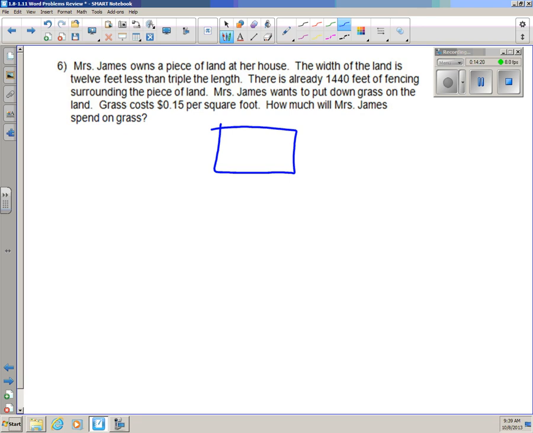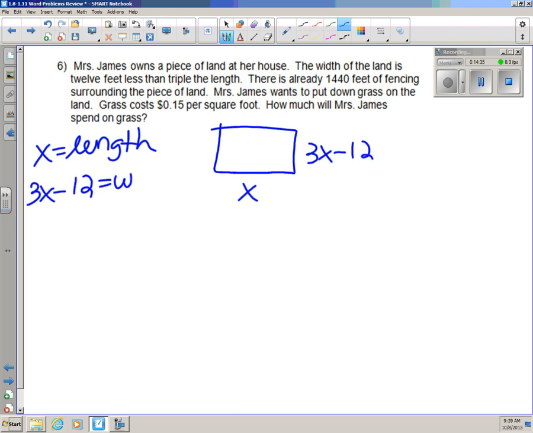So we're going to call the length x. So x equals the length. The width they're telling you is 12 feet less than triple. So 3x minus 12. Well, we got that whole thing set up.